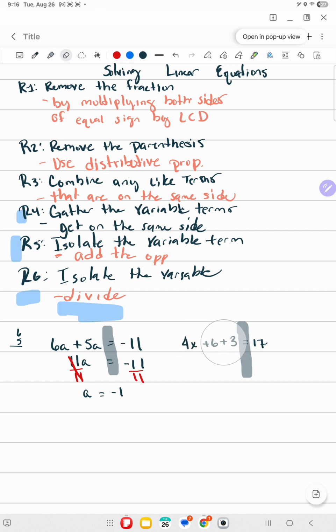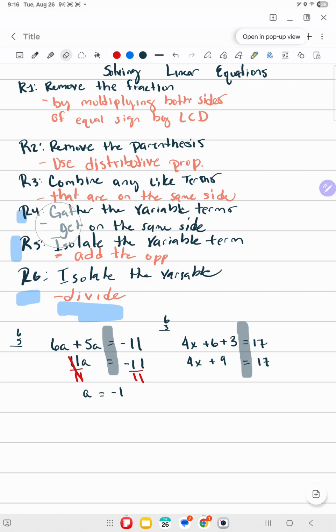What are those like terms? The constants, 6 and 3. So 6 and 3, that's 9. So I still have 4x. Equal sign here, 17 here. Now we move on with our lives. We are done with rule number 3.